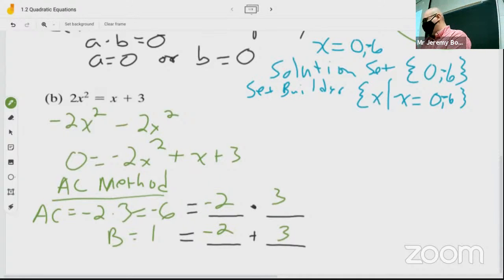I don't have much room, so let's keep going right here. So now we're going to break up this B term with these terms, right? So we're going to have 0 is equal to negative 2x squared minus 2x plus 3x plus 3.